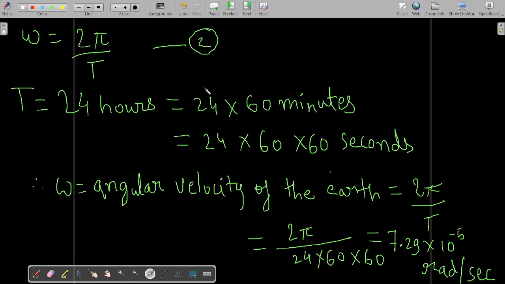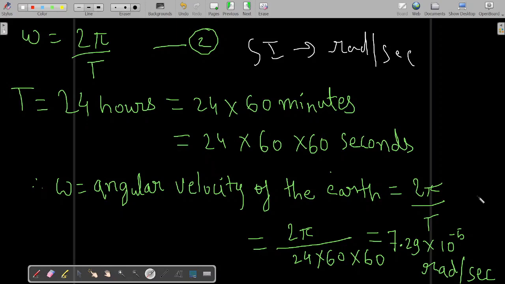Okay, and why did we convert this into seconds? By the way, why did we convert hours into seconds? The reason is that the SI unit of angular velocity is radian per second. So in order to get the value in radian per second, we are converting hours into seconds. So we have converted it into seconds.